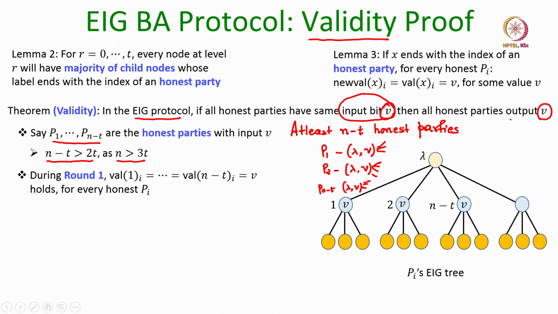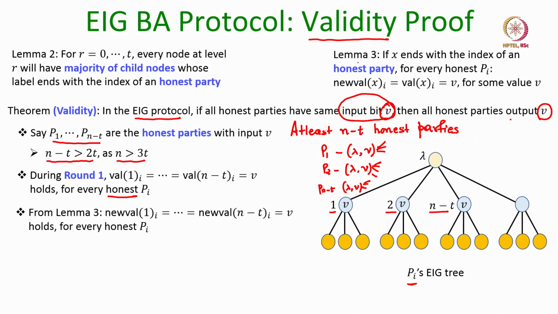Of course, corrupt parties can send different versions of their input to the respective parties. Now, due to this, at the end of round 1, what would have happened? Every honest party Pi would have assigned the value v to the nodes with labels 1, 2, up to n minus t. I do not care what values it assigned to the nodes whose label ends with a corrupt party.